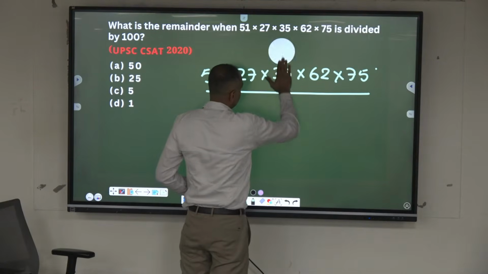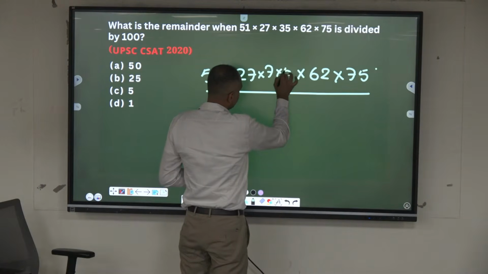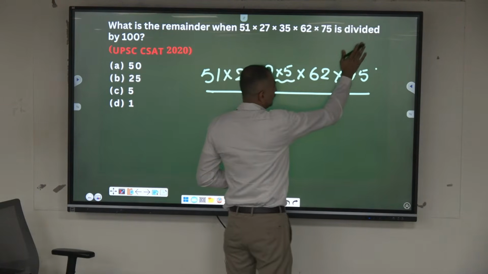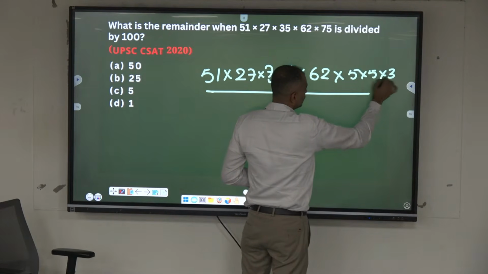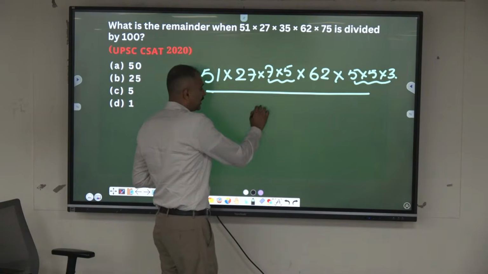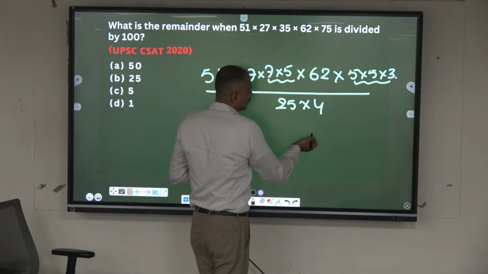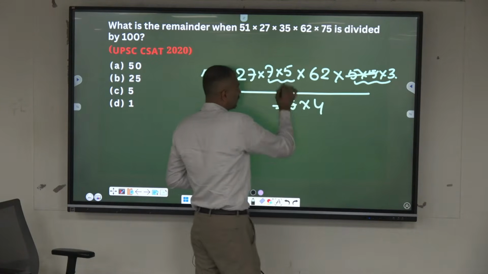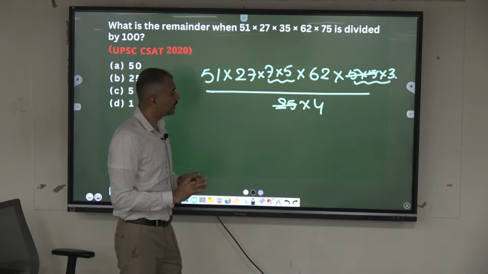Okay. Can I write this 35 as 7 into 5? This 75 as 5 into 5 into 3? This is the form, prime factorization. Now 100 can be written in the form of what? 25 into 4. So 25 gets cancelled here, or 5 and 5 get cancelled there. What remains? 4. This is a rule of 4 now.